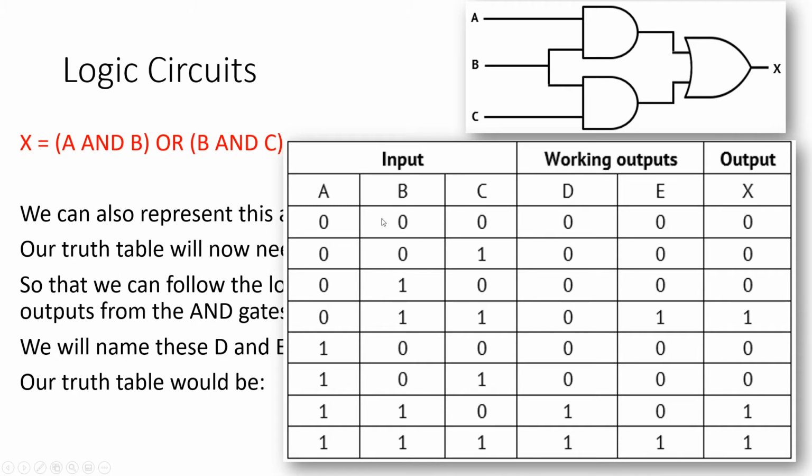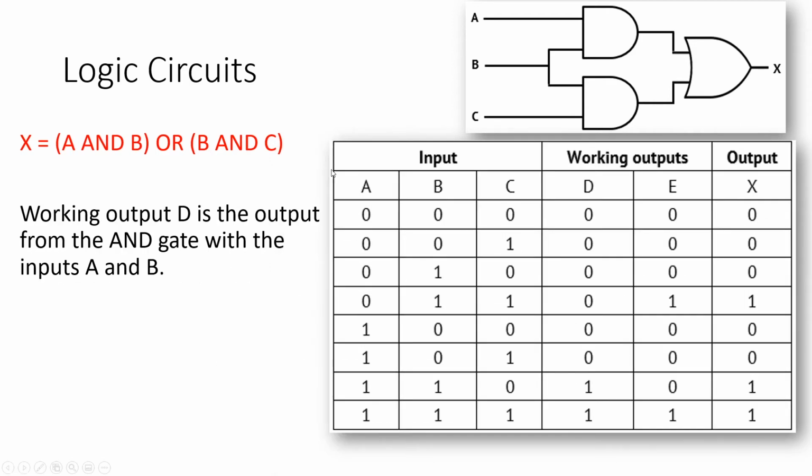So we've got A and B here, and whatever the output of that is from the AND, we're going to put into this column D. So A and B, column D, and then the outputs from the ANDs of B and C is going to be E. And then we'll OR these D and E together to get us X. And that's known as a working output. The working output D is A and B, and the working output E, B and C.